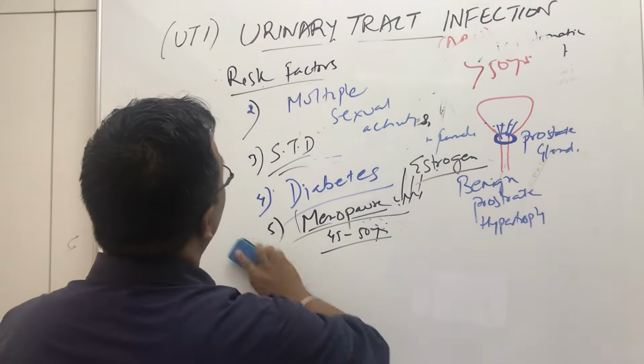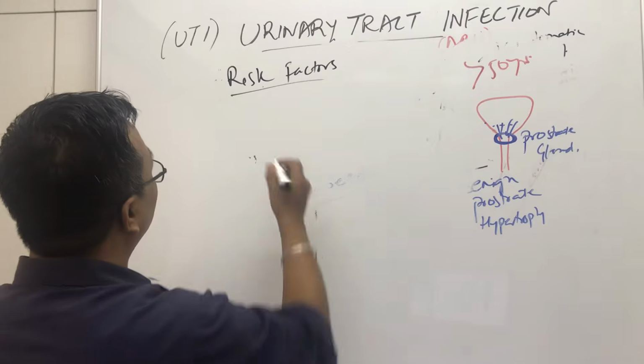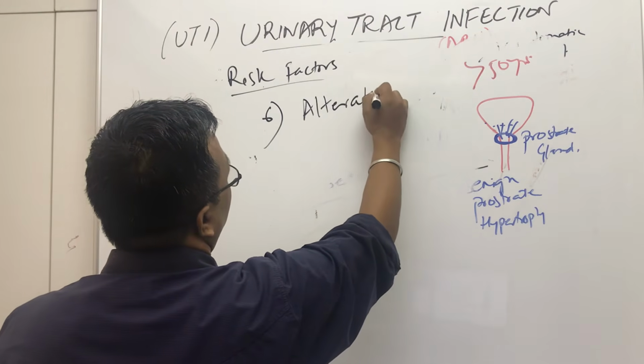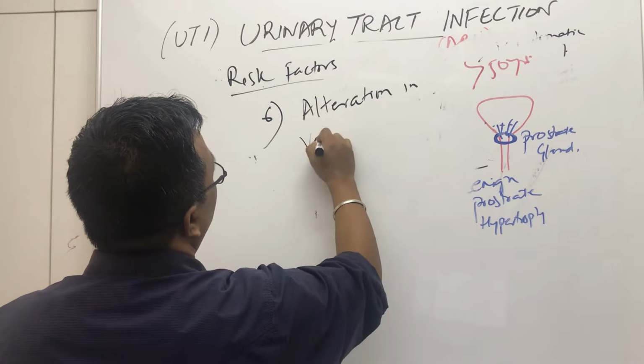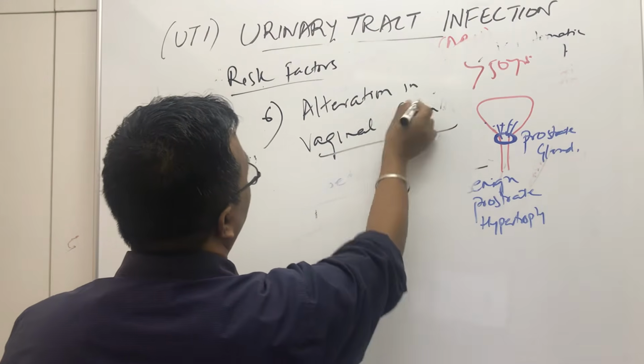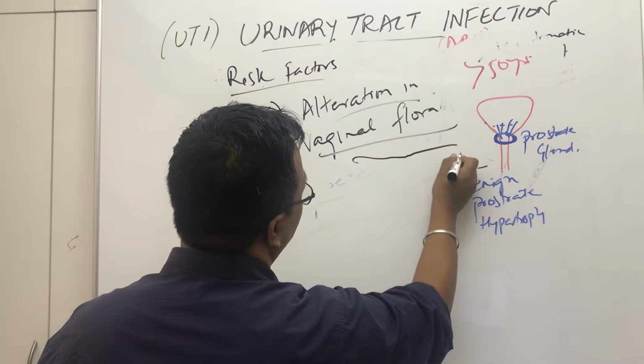Number 6 is any alteration of the vaginal flora. Now what does it mean? Normally, now let me draw this uterus.